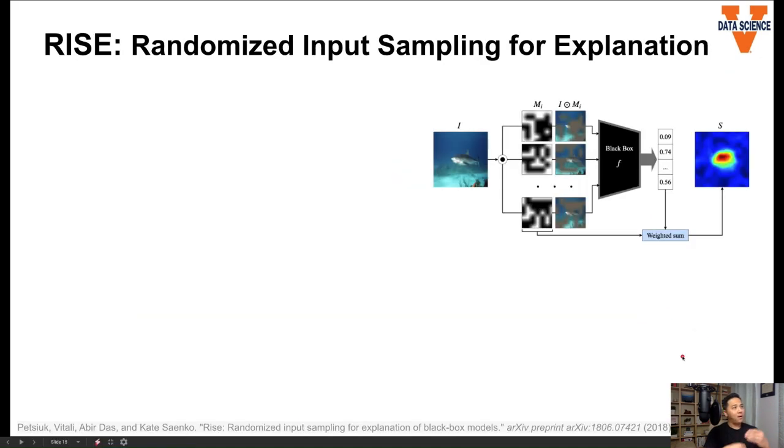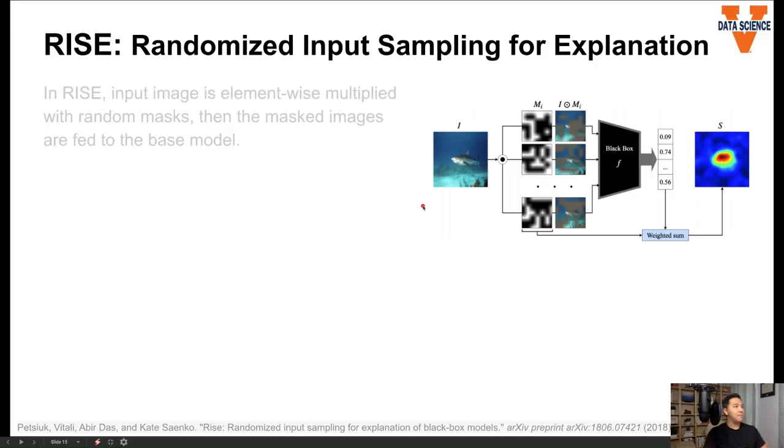Okay, and RISE is another technique that takes on LIME and improves it with randomized input sampling. The way it works is for the test input image, you generate random masks. So you element-wise multiply an input image with random masks. As a result, you have some masked images. These are not just patches. These are still patches, but these are more randomized, right?